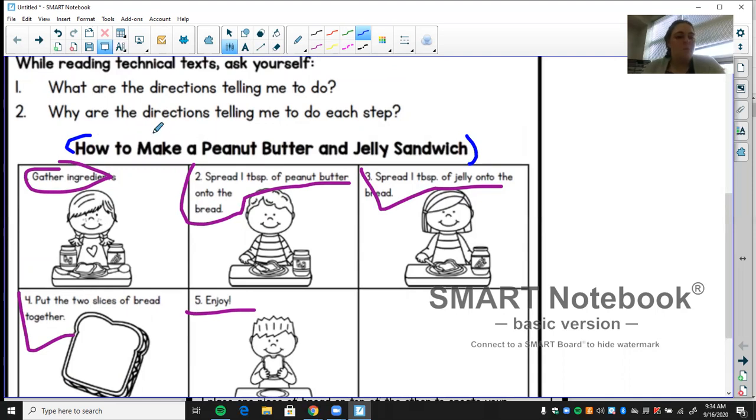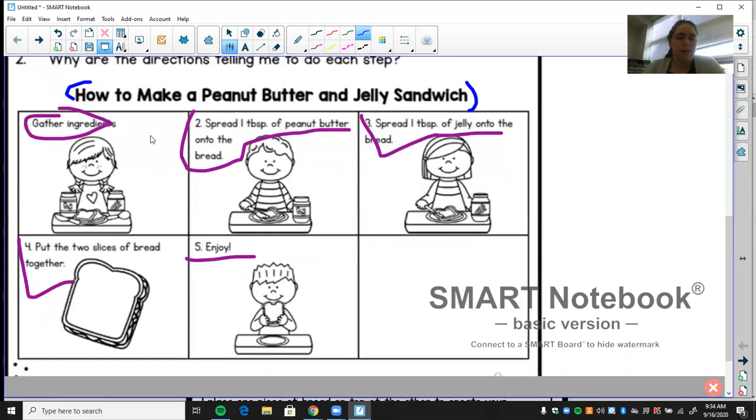Step two, what are the directions telling me to do in each step? So why are the directions telling me to do each step? Because we need to know how to make a peanut butter and jelly sandwich. If someone has never, ever made a peanut butter and jelly sandwich before, and you just tell them, hey, go make me a peanut butter and jelly sandwich, are they going to know how to do it? Probably not if they've never done it before. So we need to tell them how to do it.